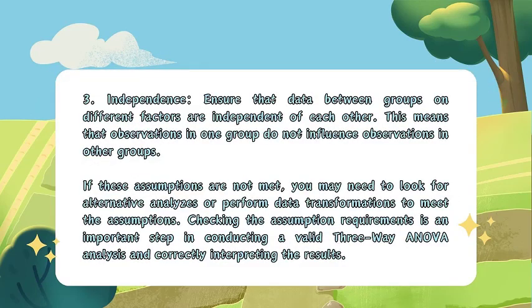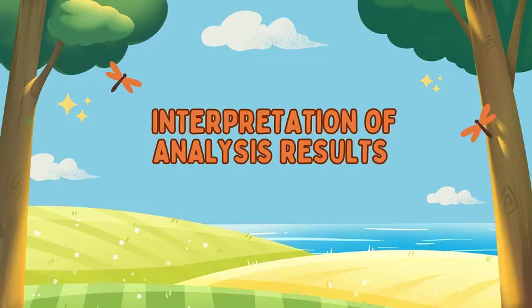The third is independence. Ensure that data between groups on different factors are independent of each other. This means that observations in one group do not influence observations in other groups. If these assumptions are not met, you may need to look for alternative analysis or perform data transformation to meet the assumptions. Checking the assumptions requirements is an important step in conducting a valid three-way ANOVA analysis and correctly interpreting the result. And the next is interpretation of analysis result.